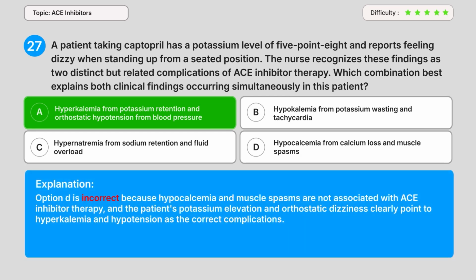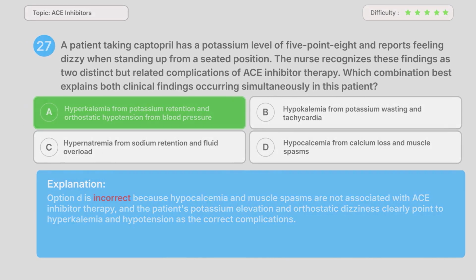Option D is incorrect because hypocalcemia and muscle spasms are not associated with ACE inhibitor therapy, and the patient's potassium elevation and orthostatic dizziness clearly point to hyperkalemia and hypotension as the correct complications. The patient on captopril has a potassium of 5.8 and gets dizzy when standing. These are 2 separate complications happening at the same time, and both trace back to the ACE inhibitor.